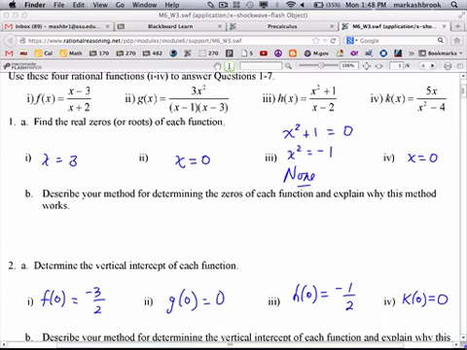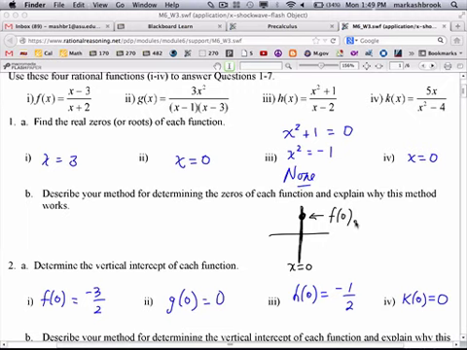Make sure you have a good concept of input and output and the difference between a root and a vertical intercept. Roots are what input values give us 0 for the output. That's roots, or the x-intercepts. The vertical intercept is on the y-axis. What's true along the y-axis? x equals zero. So we're asking what's the output when x equals 0? Where does it cross that vertical axis? That's the first two things: the roots and the vertical intercept.